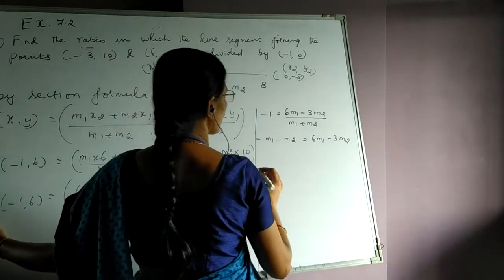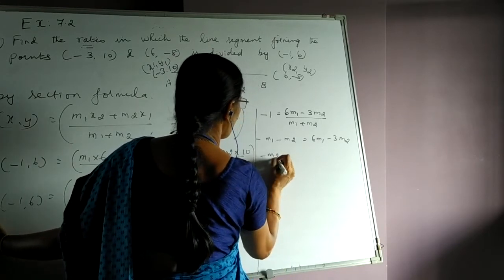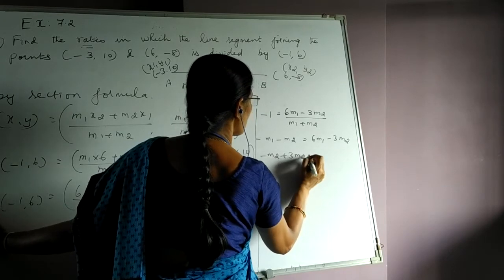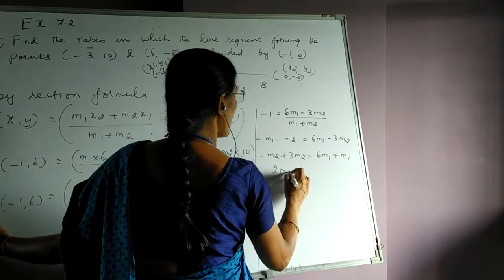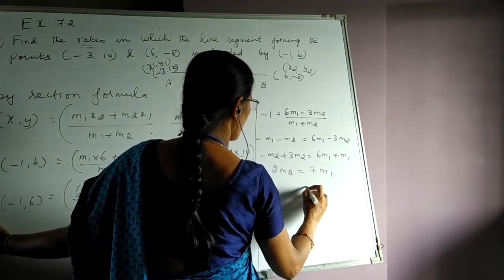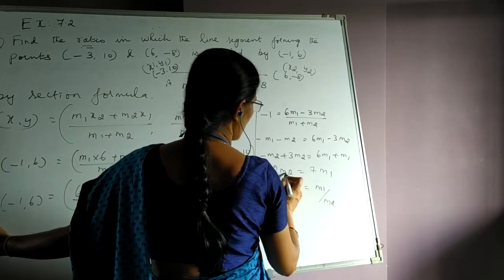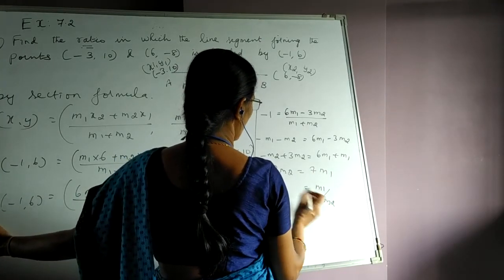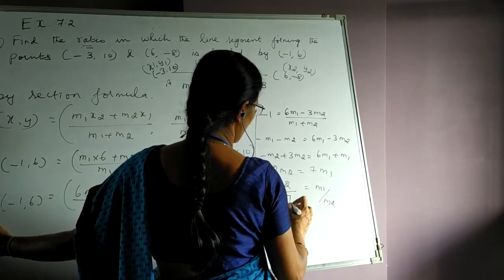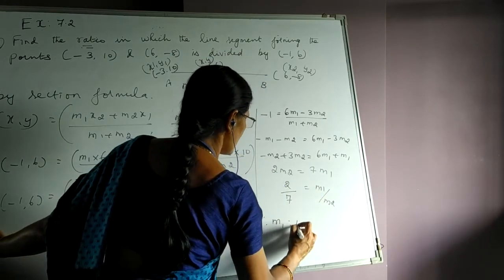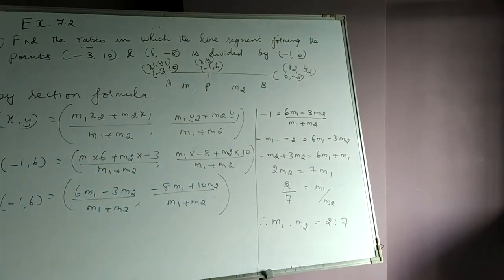Now we are going to collect m1 terms on one side, m2 terms on the other side. So minus m2 plus 3 m2 is equal to 6 m1 plus m1. So 2 m2 equal to 7 m1. I want m1 upon m2, right? So m2 is crossing here, it comes down. Already 2 is on the same side, it is not changing its place. Only 7 is crossing, 7 comes down. Therefore, what is the ratio? m1 is to m2. The ratio is 2 is to 7.